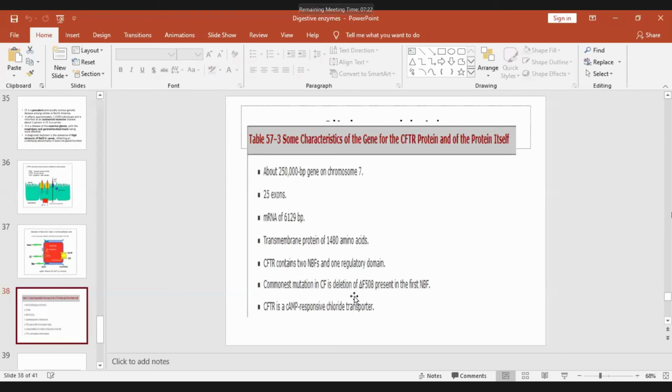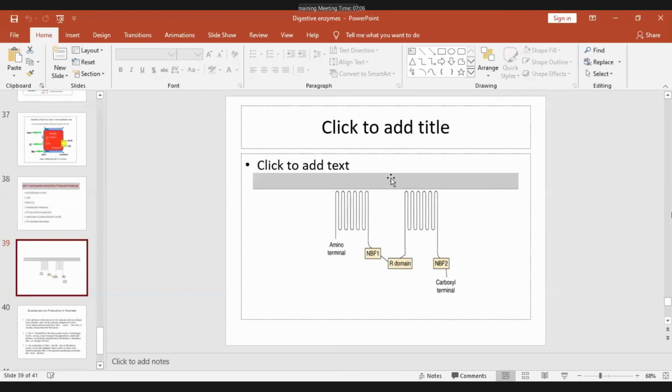Okay, because of that mutation, NBF1. So we'll talk about that. What is happening in cystic fibrosis? So this is the CFTR protein. NBF1, regulatory domain, NBF2, nucleotide binding domain 2. In cystic fibrosis, the NBF1 domain is mainly affected.